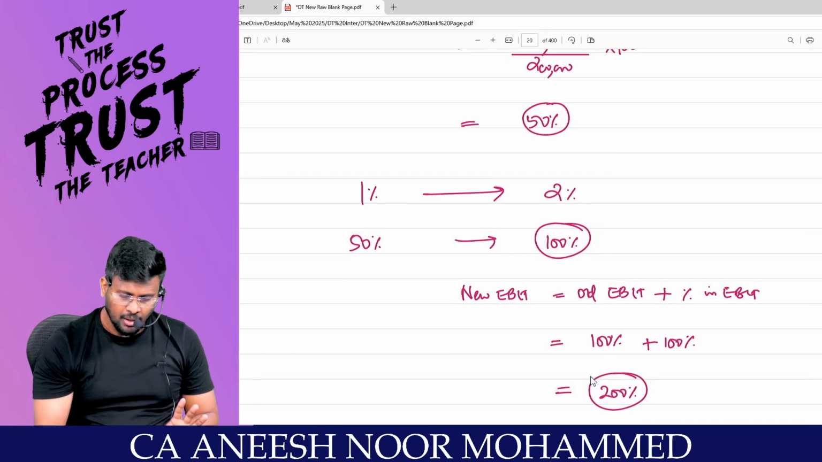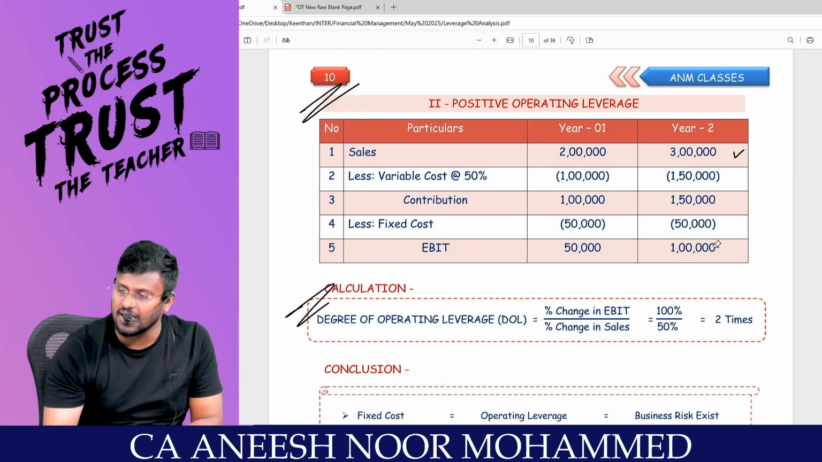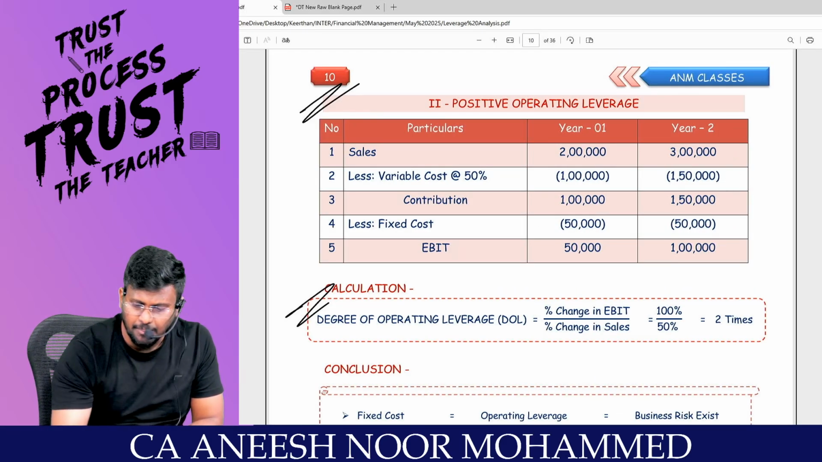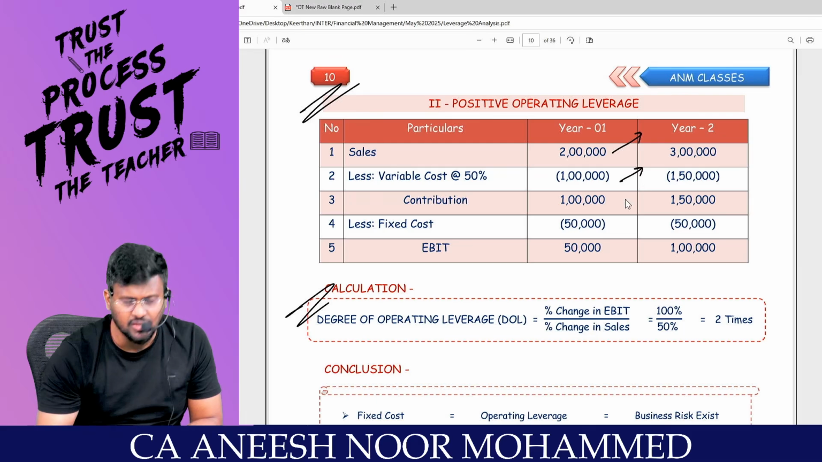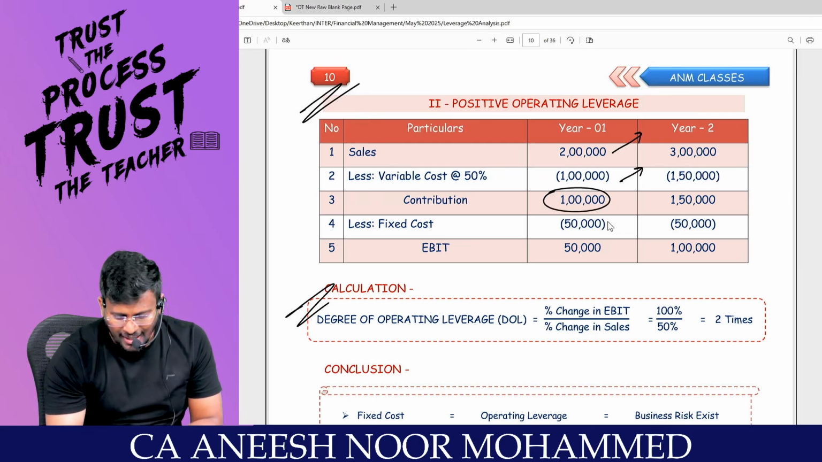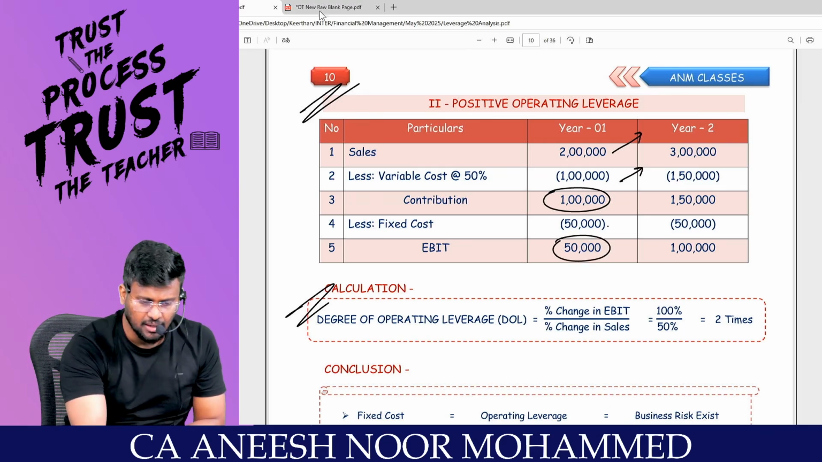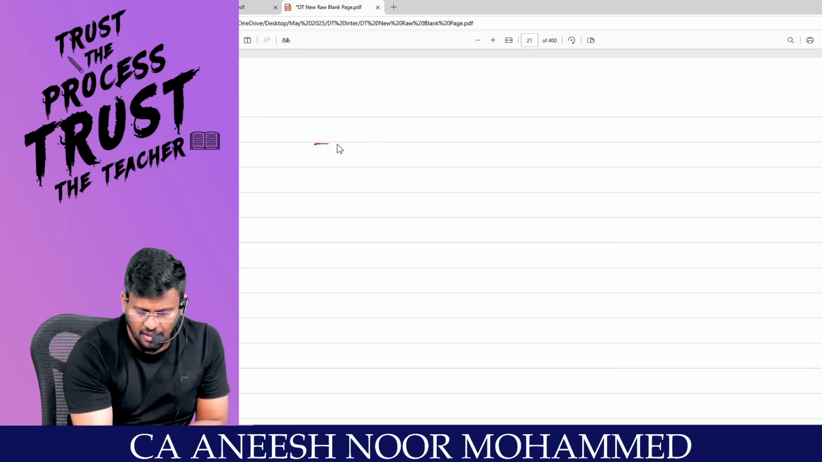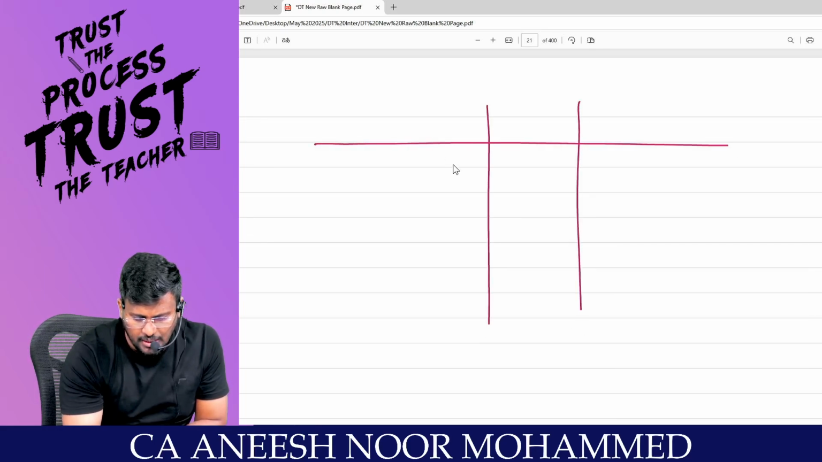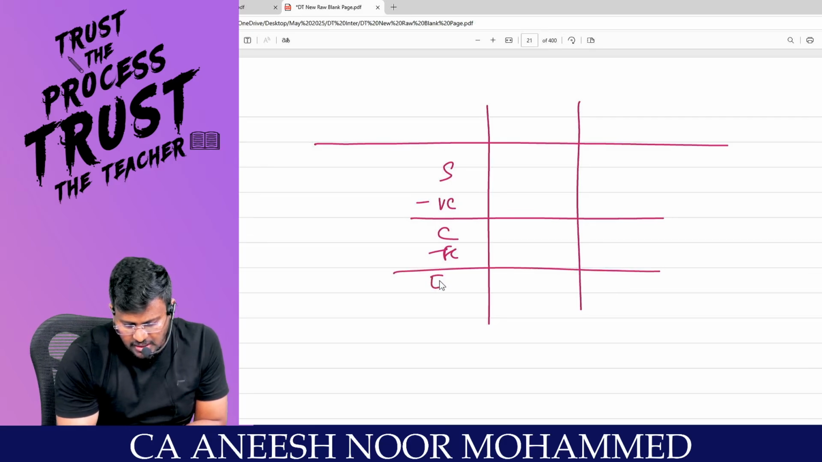Pakka? Okay, fine. Already we were having some sales minus variable cost. Yes, sir. 1 lakh. What is the contribution? What is the fixed cost? What is the EBIT? Sir, can you carry these figures? Yes, sir. I am writing here, sir. Help me, sir. Sir, this is what your sales minus variable cost, contribution minus fixed cost, EBIT.